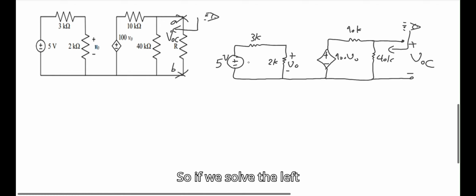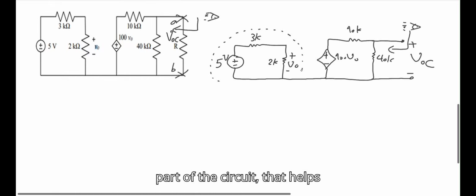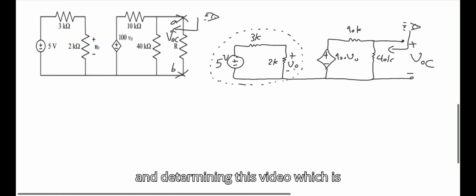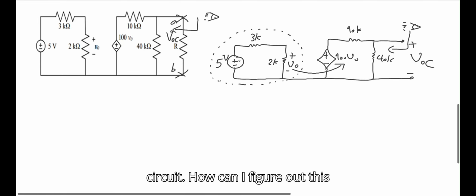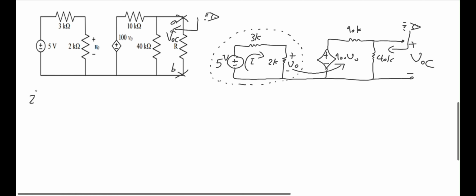So, if we solve the left part of the circuit, that helps me a lot with figuring out and determining this VO, which is used in the right side circuit. How can I figure out this VO? I only have one loop here. Let's call it loop number 1.